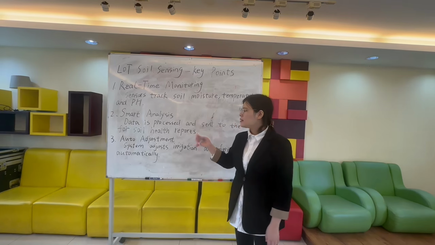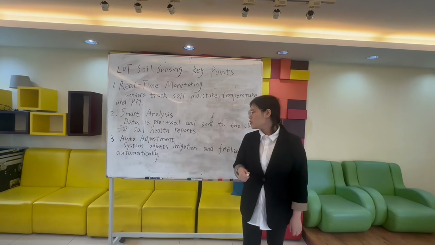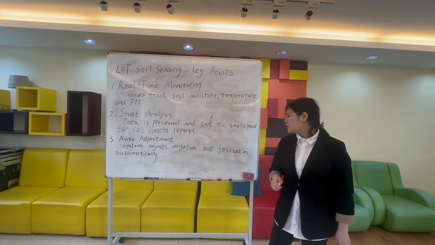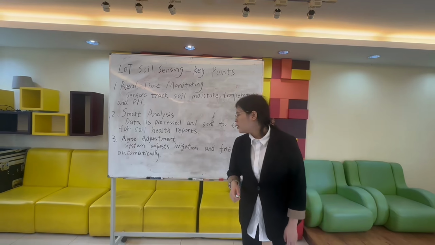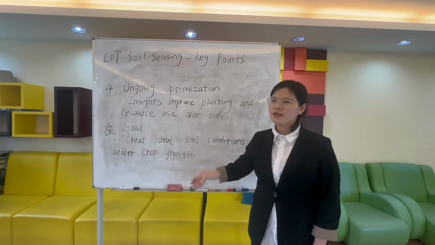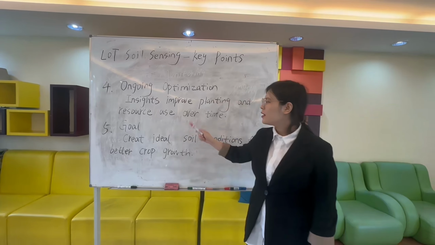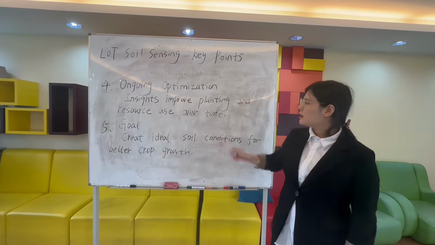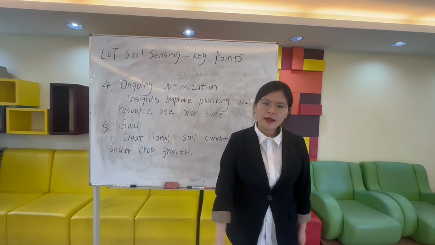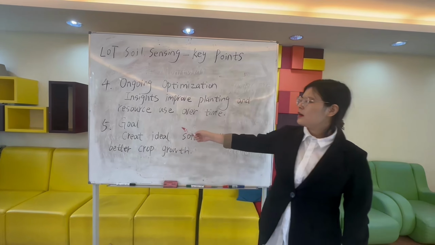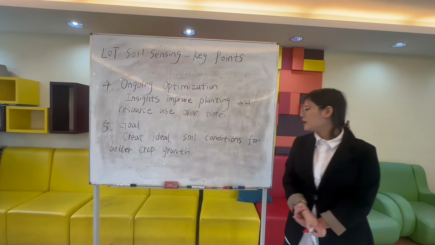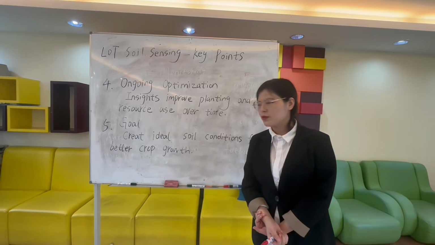Okay, and the third one is auto adjustment. Our system adjusts irrigation and fertilization automatically. Okay, the fourth section is ongoing optimization. Our insight is that we want to improve planning and resource use over time. And the fifth, our goal, is to create ideal soil conditions for better crop growth.